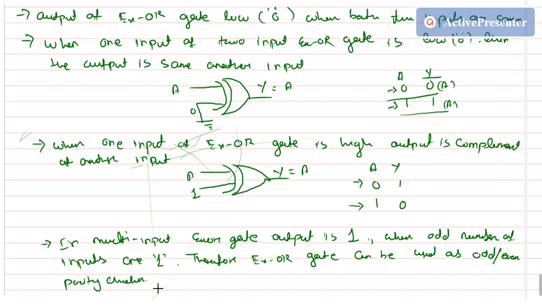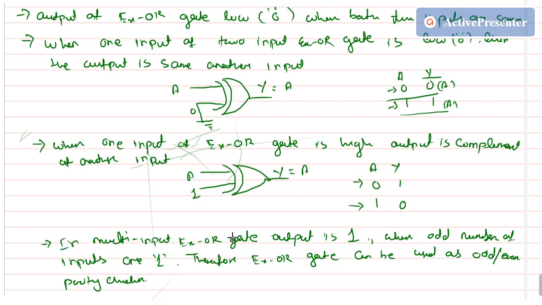What do you mean by parity checker? If you give two inputs to an XOR gate, the output will be 1 if the inputs are different. In a multi-input XOR gate, the output will be 1 when an odd number of inputs are 1.